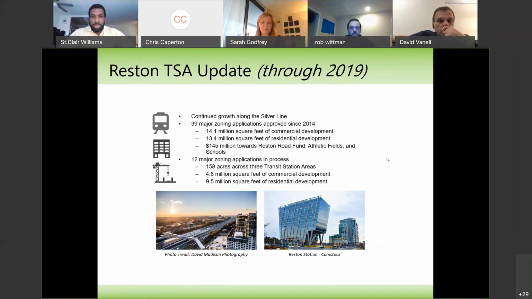As you can see, through the end of 2019, a little over 14 million square feet of commercial development was approved, 13.5 million square feet of residential development, and about $145 million towards public infrastructure to include road funds, athletic fields, and schools. And as of the end of 2019, early 2020, we had 12 major rezoning applications in process, which equated to about 158 acres of the TSA, 4.5 million square feet of commercial development, and almost 10 million square feet of residential development.